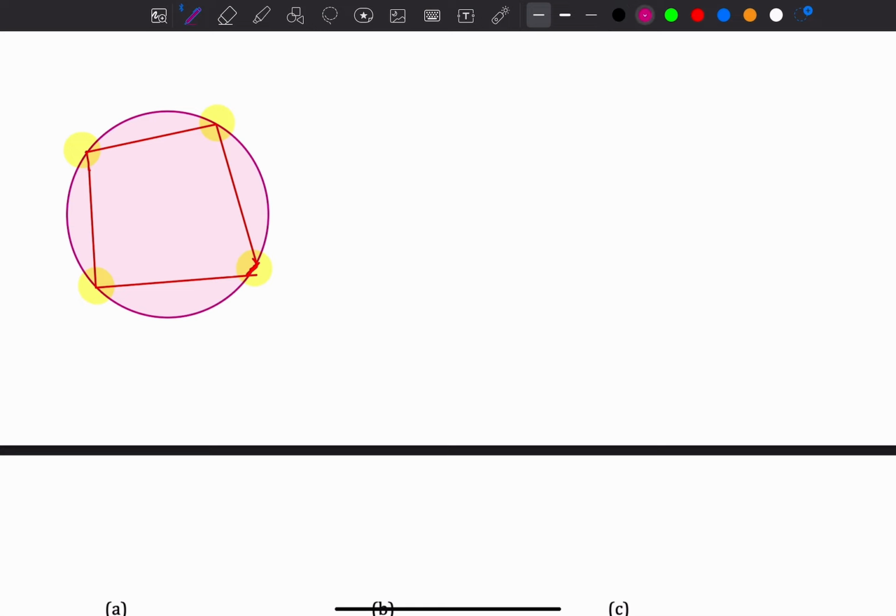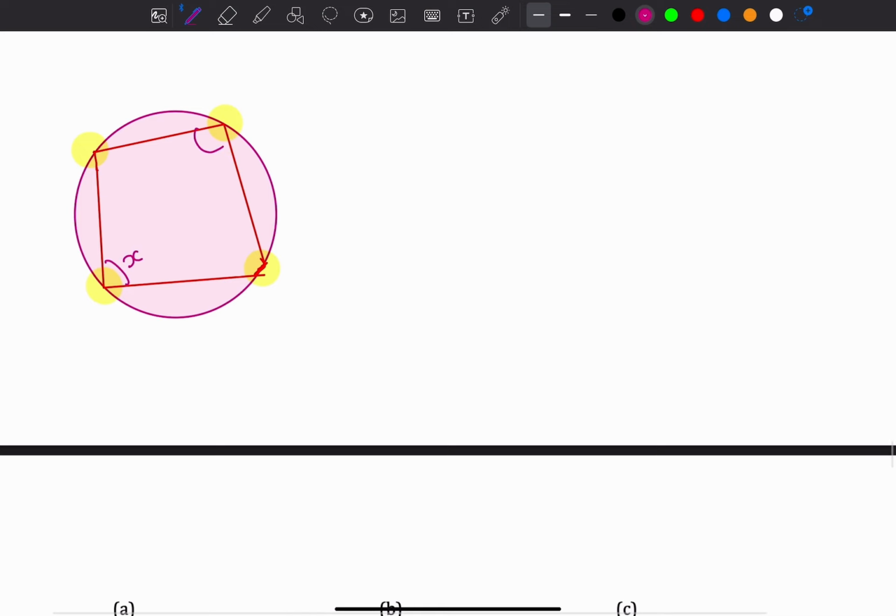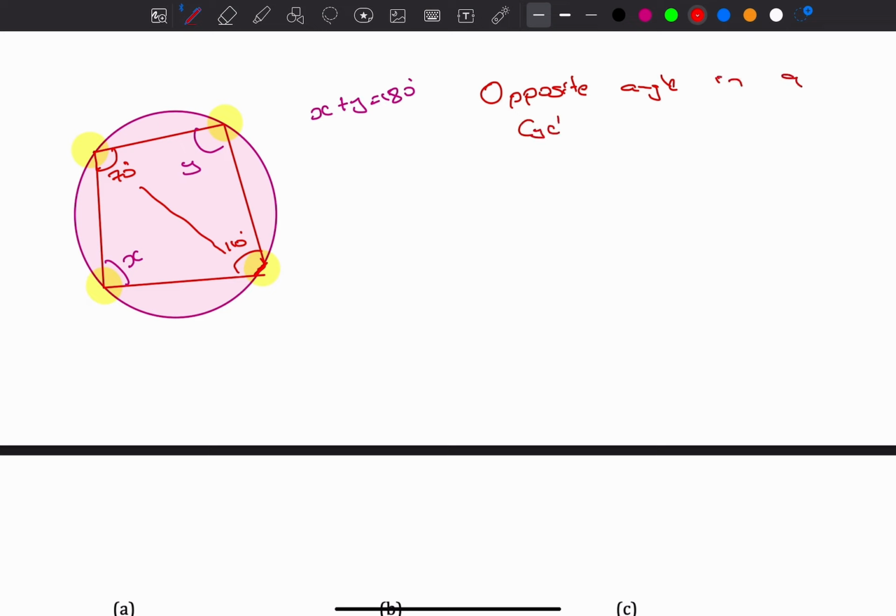So if they said this is x, this is y, you just remember x plus y equals 180 because opposite angles in a cyclic quadrilateral add up to 180. If this is 70, for example, this is also opposite here. This must be 110, basically. The reason is opposite angles in a cyclic quadrilateral add up to 180.